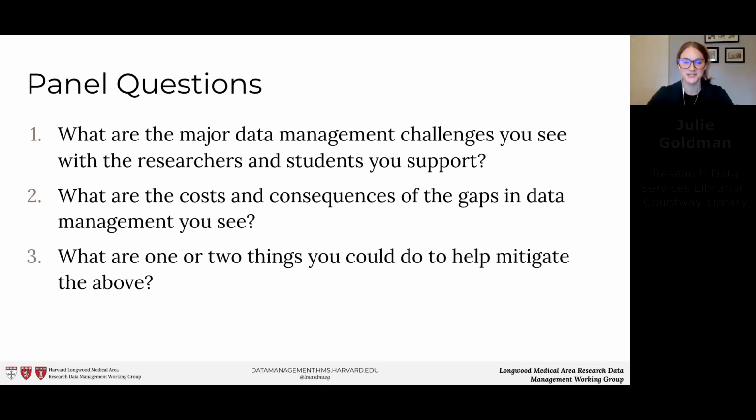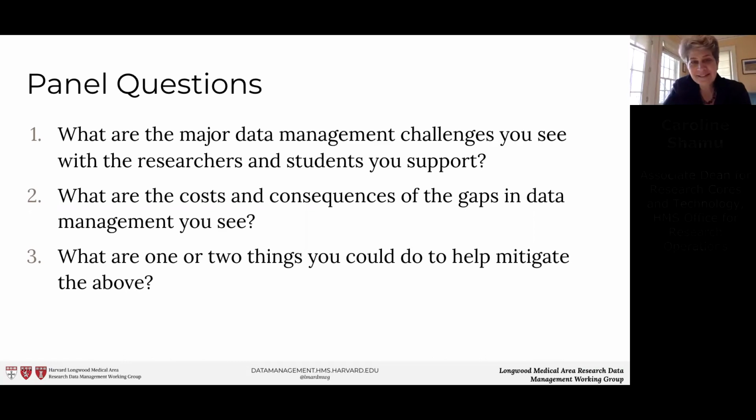Great. So I'll ask the second question, which really gets into the costs and consequences of the gaps in data management that you see. You've all already mentioned some of these: you can't find data, can't understand data. But are there other, more specific costs and consequences that any of you have seen? Carolyn?